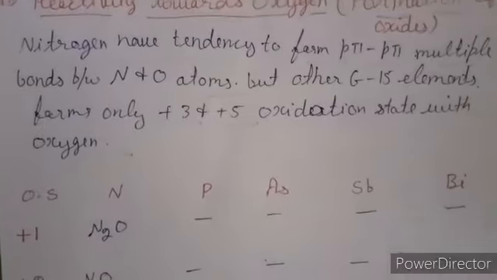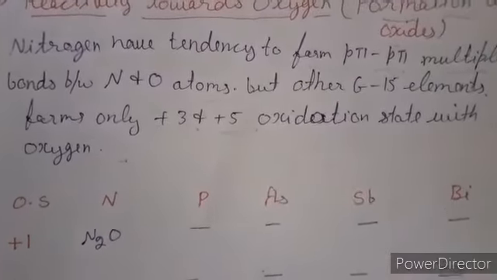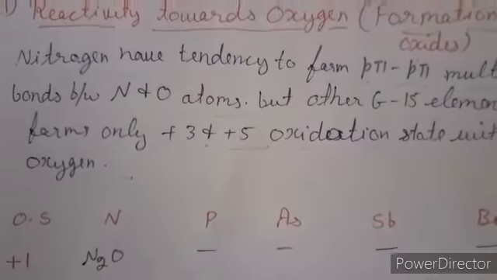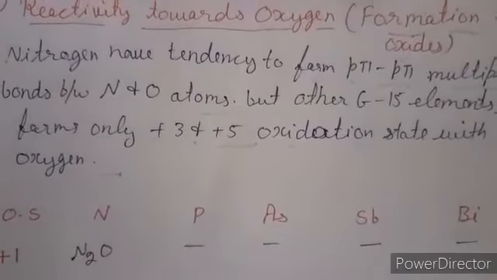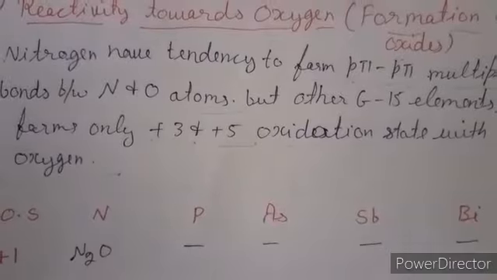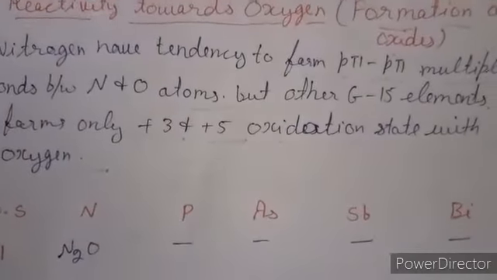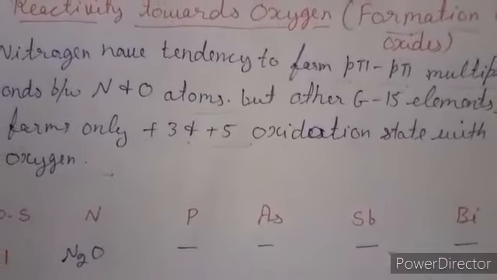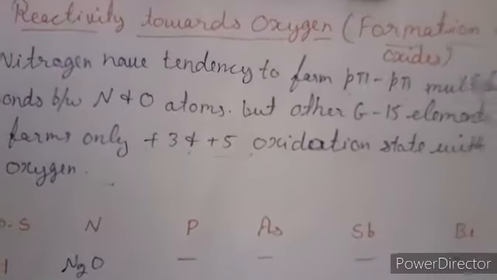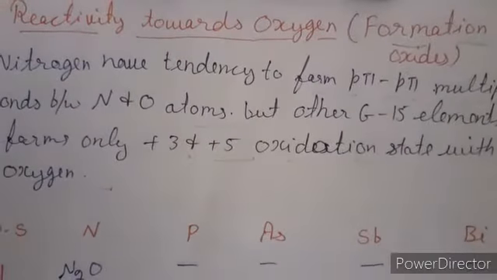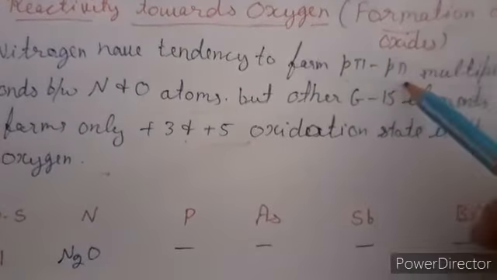But nitrogen, due to its small size, has a tendency to form p-pi multiple bonds, because the energy level of the 2p orbital of nitrogen and the 2p orbital of the oxygen atom is the same. That's why they overlap easily, because both atoms have the same orbital, the 2p orbital, which has the same energy. That's why they have a tendency to form p-pi multiple bonds.